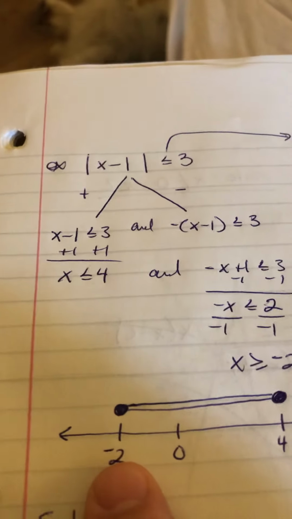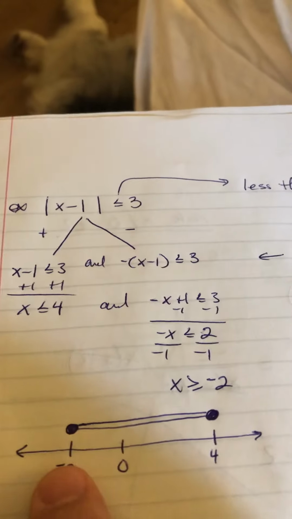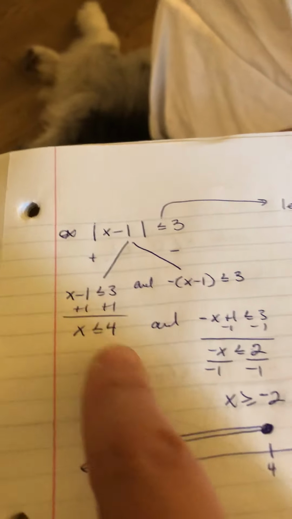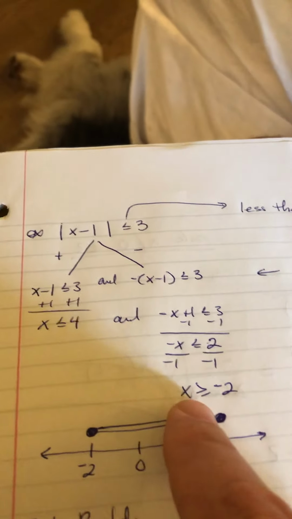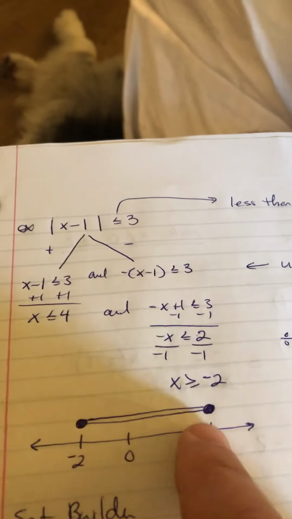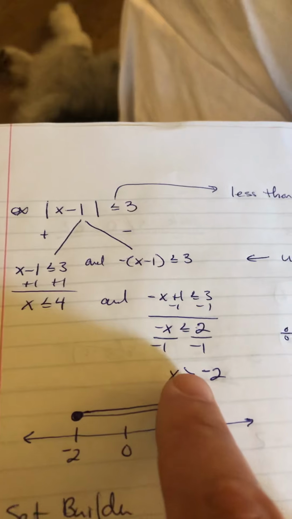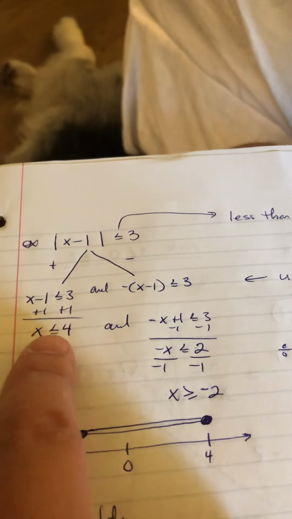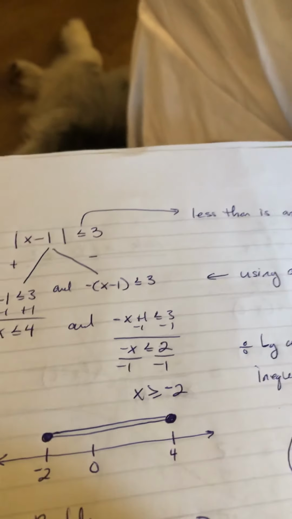So here's my negative 2. I'm taking all the values that are larger than negative 2, so that's off that way. And then all the values that are smaller than 4, that's off that way. Because they are or equals, that's why I have the solid dots. And the values that are greater than negative 2 and at the same time smaller than 4 are these values that are between negative 2 and 4.